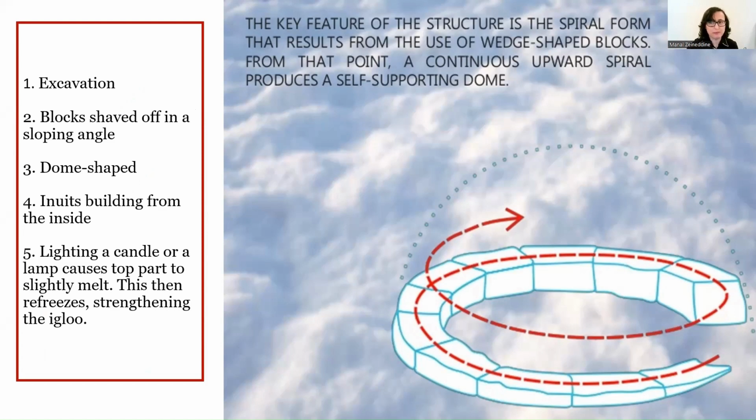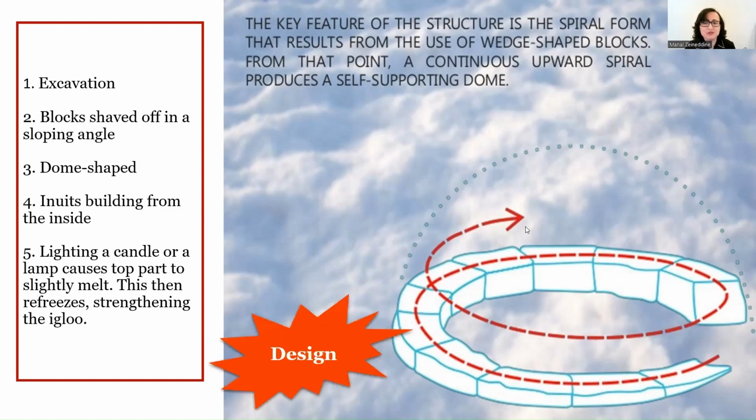in a dome-shaped structure. The Inuits build from the inside, they're not standing outside, and that is a very important part to consider. And the last point, lighting a candle or a lamp causes the top part to slightly melt. This then refreezes, strengthening the igloo. So this is another very nice strategy that they have used. So all this happened inside the mind of this Inuit. This is a person who has never seen books or used technology.